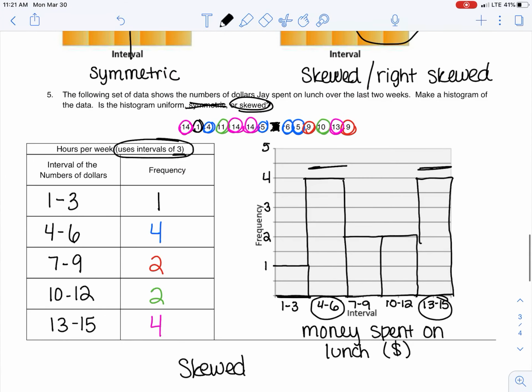See if we have any other questions. I don't think we have any other questions here. So that is all about histograms.